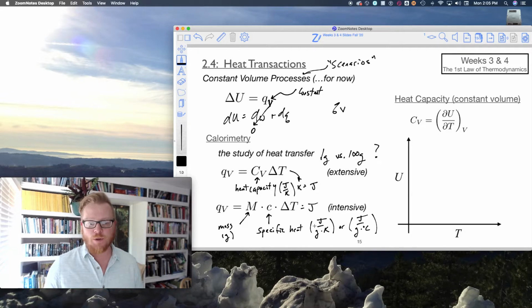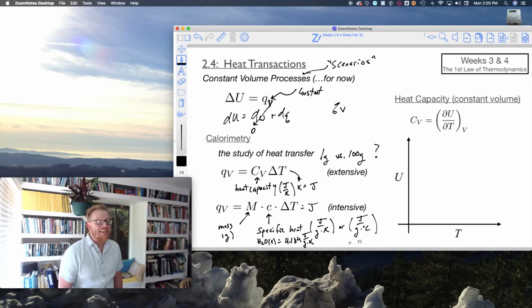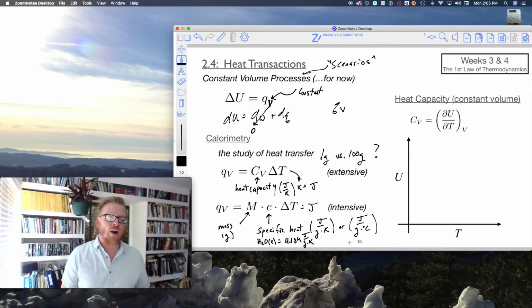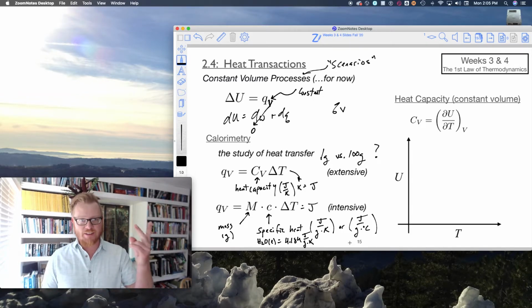With specific heat, here's an example. We know H2O liquid is 4.184 joules per gram per Kelvin. What that means is, if I have 1 gram of liquid water and I want to raise its temperature by 1 degree Kelvin, I need to supply it with 4.184 joules.